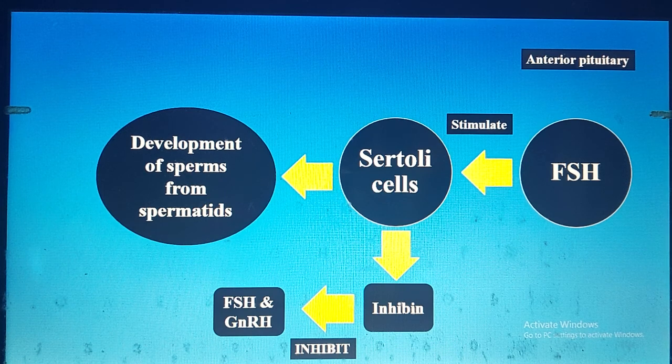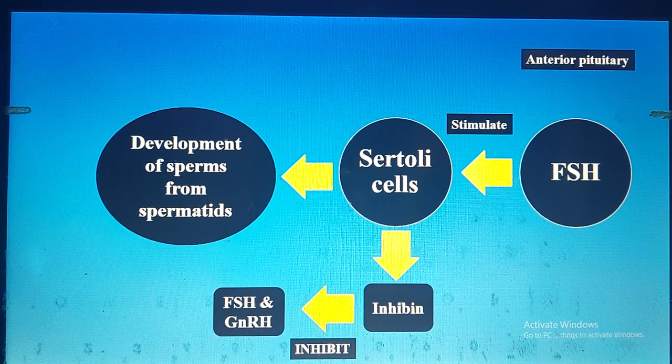Now on the other hand, Sertoli cells release another hormone which is inhibin. Inhibin is basically a word derived from inhibit, because it inhibits the production of the testosterone. If the sperm count increases, meaning the testosterone is now enough to start the process of spermatogenesis, and if the number of the sperms increases, then inhibin is produced.